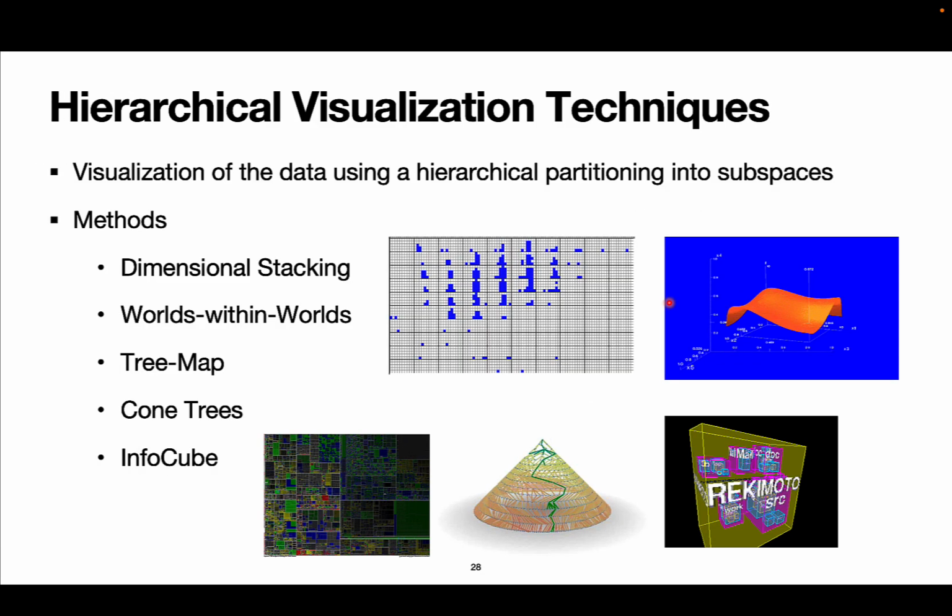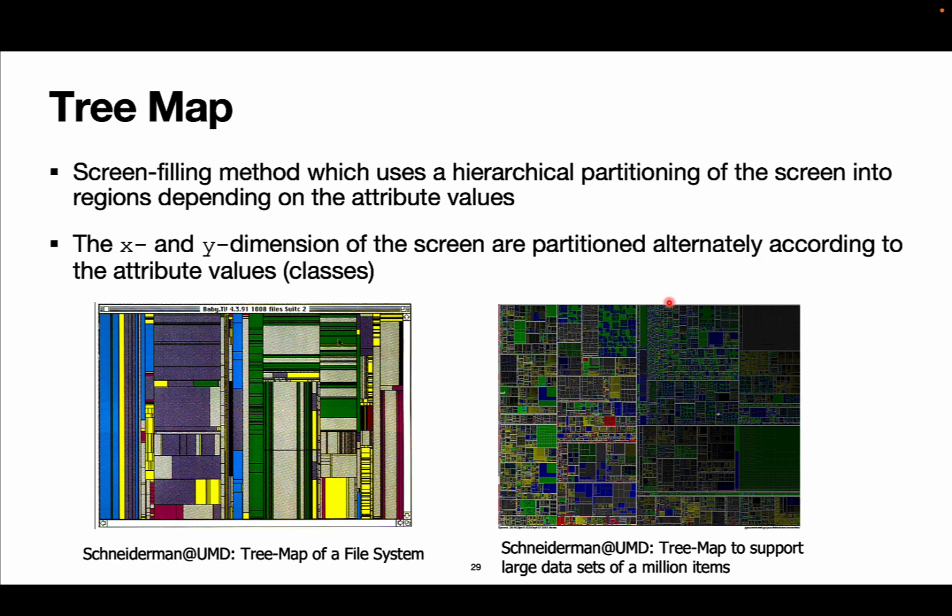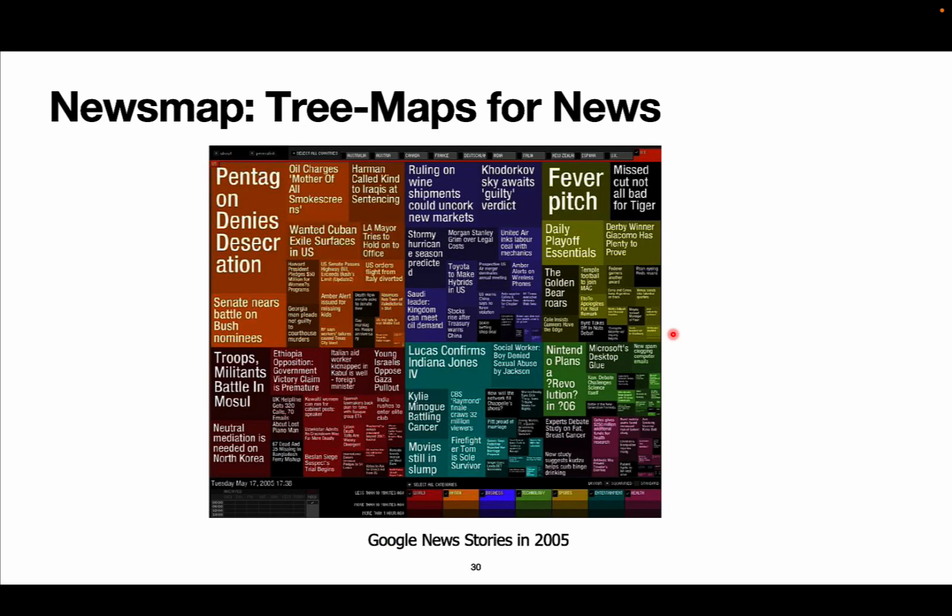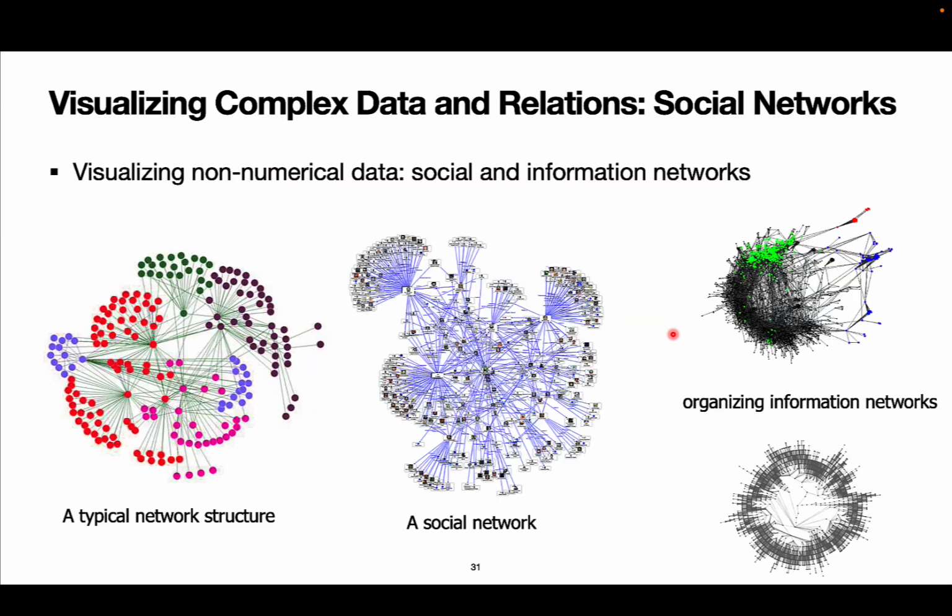Hierarchical visualization techniques use partitioning to show the different layers, views, and levels of detail in a multidimensional dataset. An example here is the tree map. News maps are tree-based data structures for visualizing news, and as you can see, the most trending headlines are shown in big fonts here.